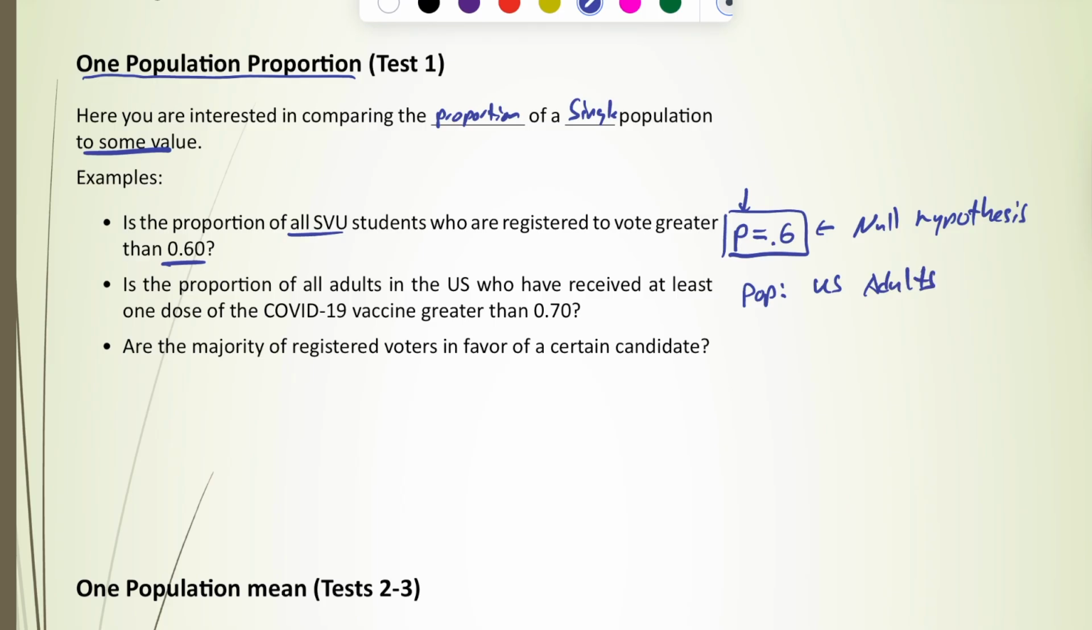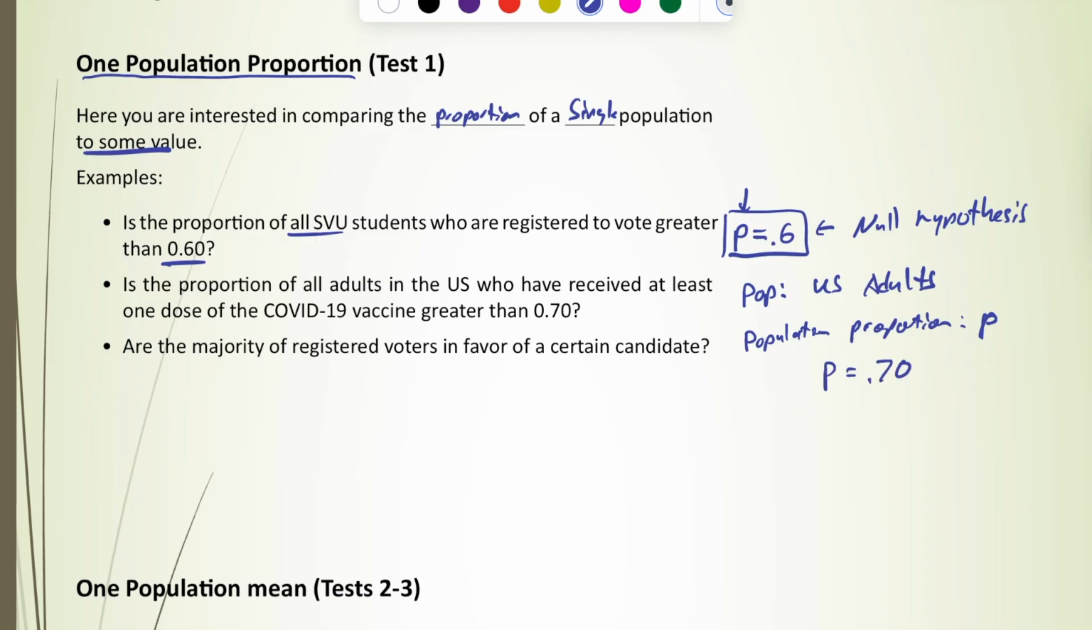The variable, the parameter is the population proportion, P, and we are guessing that P is equal to 0.70.